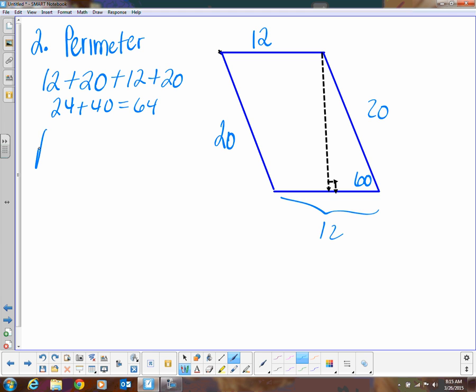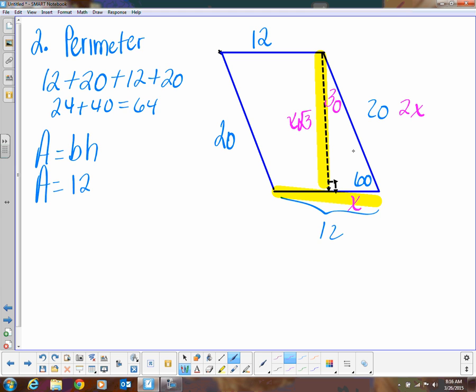Now, what's the area formula for a parallelogram? Base times height. All right. What's the relationship between any base and height? Perpendicular. So what's the base? 12. What's the height? We don't know it. So what do we do? 30, 60 and 90. What's opposite 30? What's opposite 60? What's opposite 90?